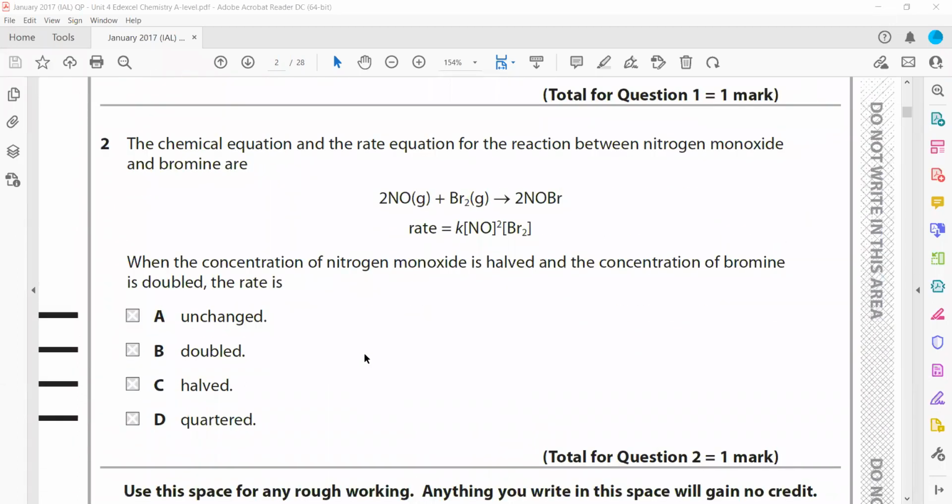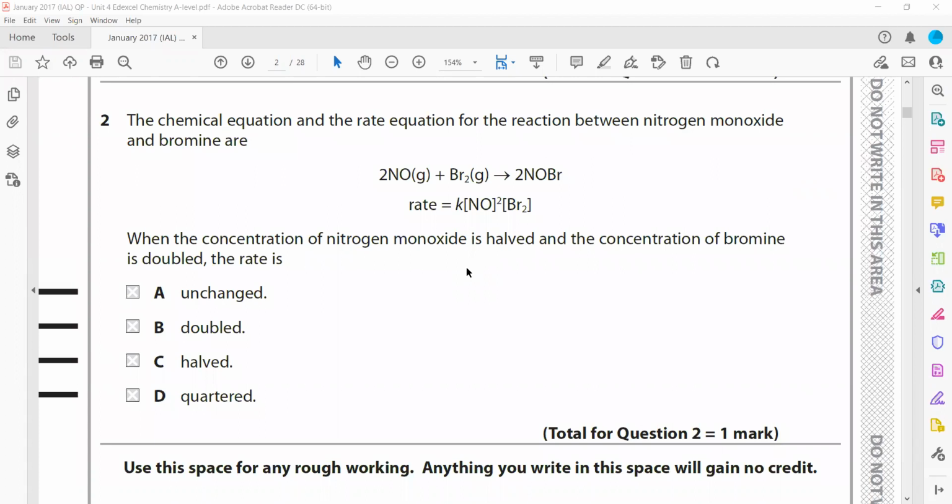Then the chemical equation and the rate equation for the reaction between nitrogen monoxide and bromine is shown. When the concentration of nitrogen monoxide is halved and the concentration of bromine is doubled, we will check the order. This is first order with respect to bromine and second order with respect to NO. So what happened when the concentration of nitrogen monoxide is halved?